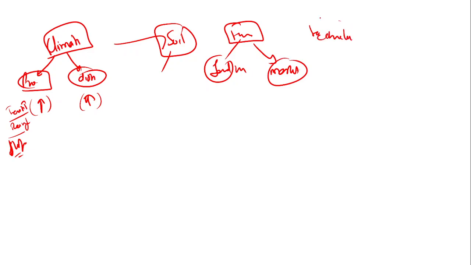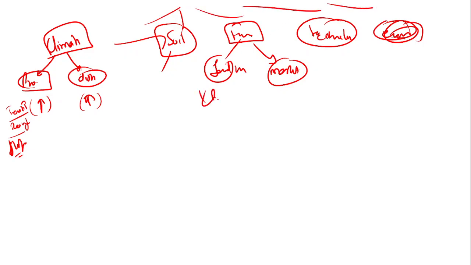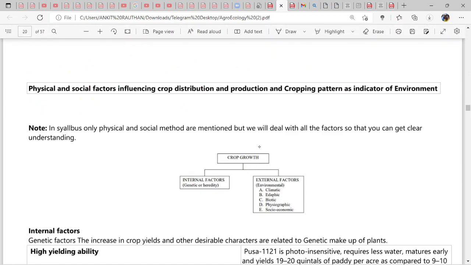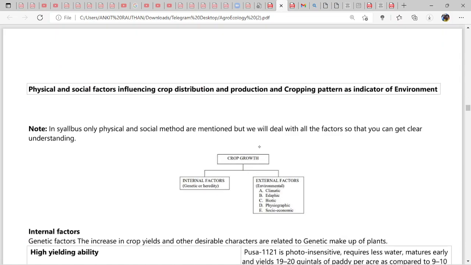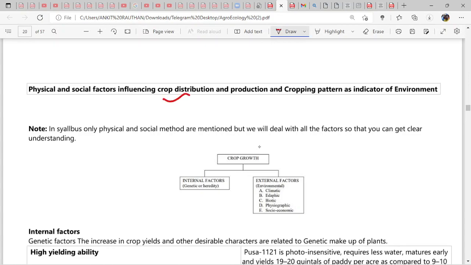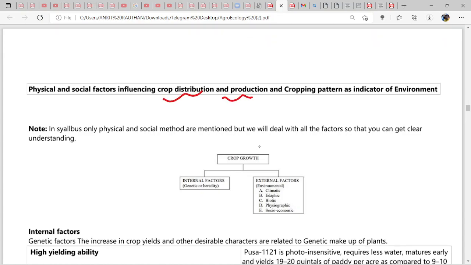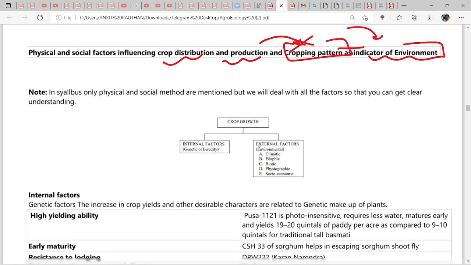Technology, we see how technology is important for it. What else we saw? Government initiatives, we saw how they are affecting the physical environment. So this was mentioned in KBs. Now let's see some other note. So in this PDF they have given physical and social factors which we were reading for crop distribution and production. They have also included the next section, that is crop pattern as indicator of environment. We will deal with it in the next part. Leave it now. First we will focus on this.